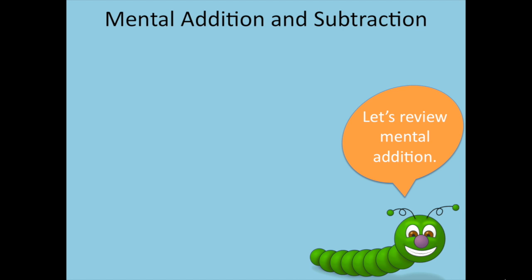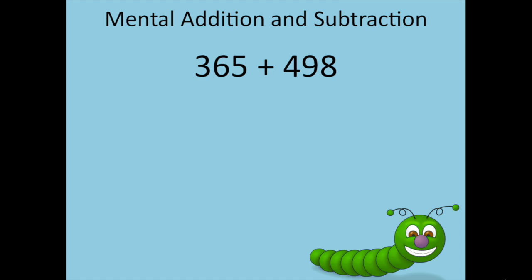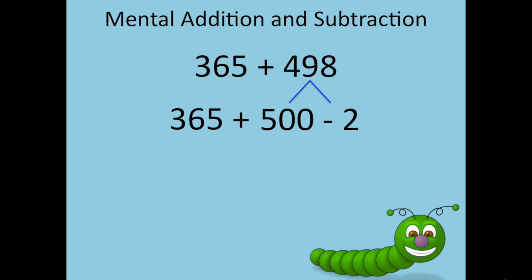Let's review mental addition. Let's take a look at the problem 365 plus 498. How can we solve this problem using mental calculations? Well, if I look at 498 as 500 minus 2, I will be able to solve it mentally. So I'm going to rewrite the problem as 365 plus 500 minus 2.